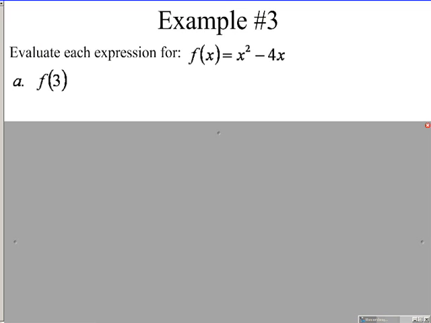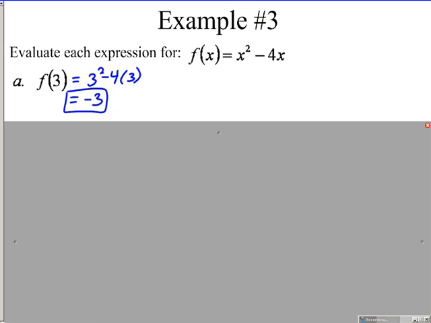Given the function f of x equals x squared minus 4x, find f of 3. Well, f of 3 simply means in our function, every place I had x, I'm going to put in 3. So I have 3 squared minus 4 times 3. 9 minus 12 is negative 3.